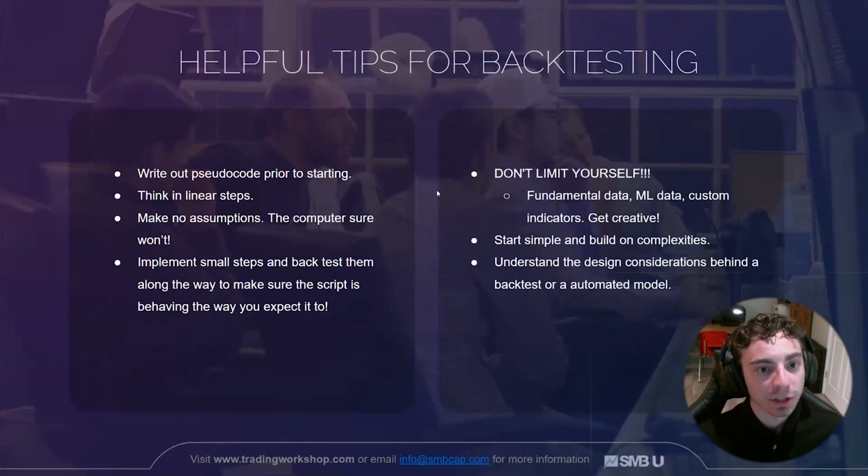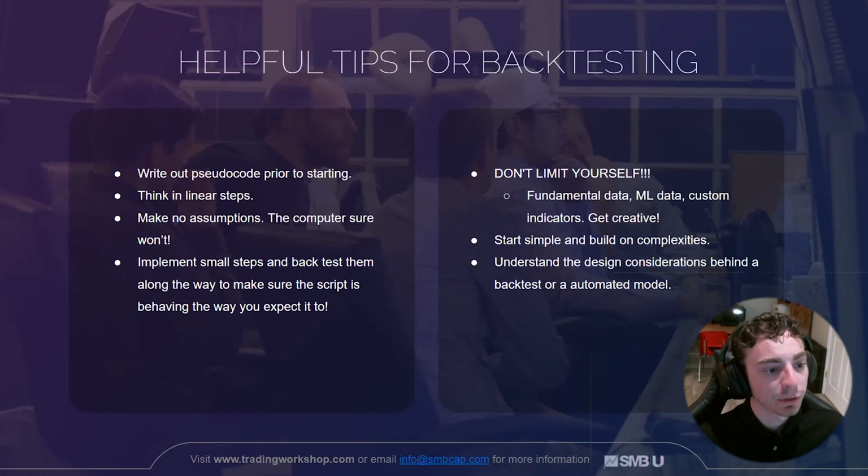So here are some helpful tips for backtesting. Write out pseudocode prior to starting. What that means is writing down not actual code, but specific variables for that script. That way it's easier to design and think linearly about what you want the backtest to do. You don't want to make any assumptions. The computer sure won't. That brings us back to thinking linearly, which is the only way a computer can think. So make sure that you take the necessary precautions when you do that.